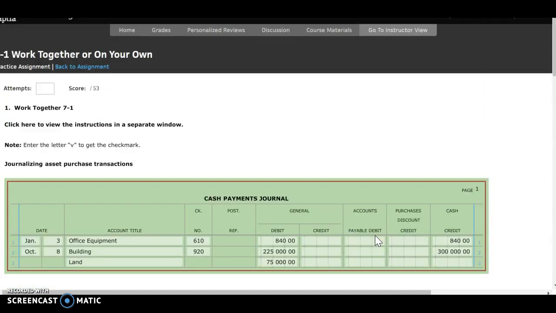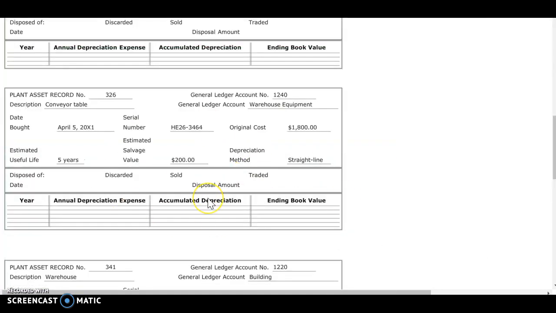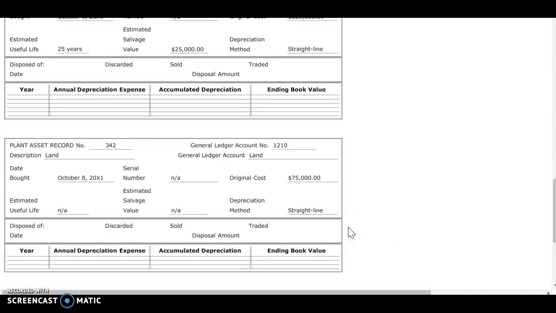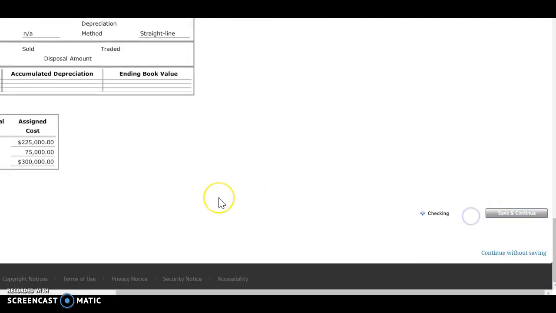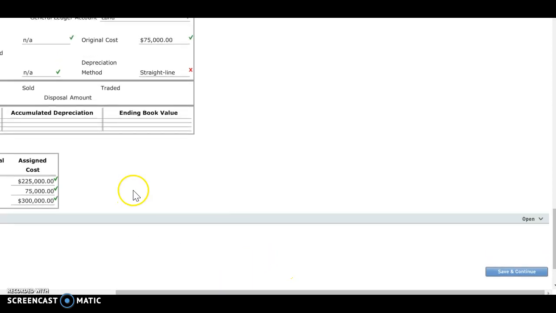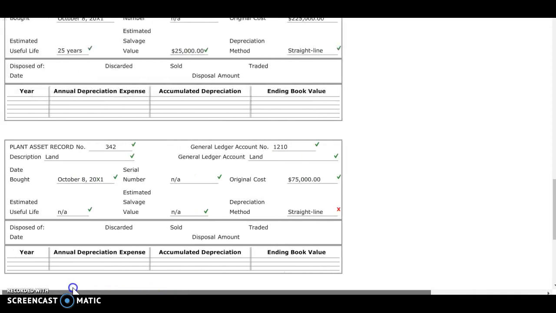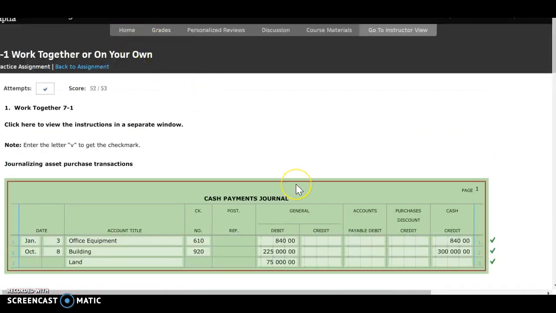So that should be everything that we need for the work together 7-1. And then we'll fill in the rest of those plant asset record sheets later on. So check my answer. Oh, and I just did that on accident because I wasn't even paying attention. This one would not be straight line. I just got done saying that we don't depreciate this one. So this one would just be NA as well. So sorry about that. So make sure that you remember that on your own.